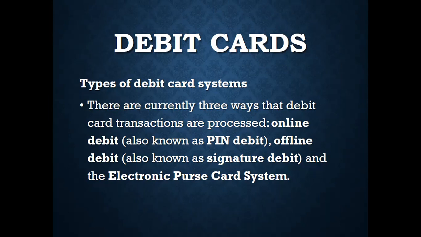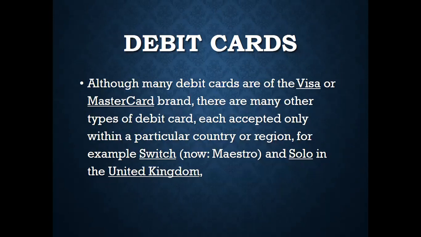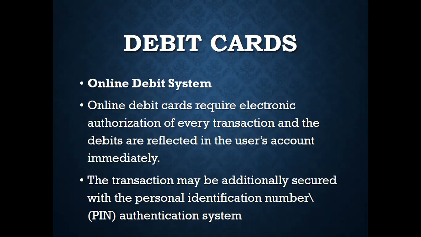Now, there are types of debit cards. We have three main types that we are going to look at. We have the first one, the online debit system. This one too, just like I made mention for credit cards, do not think that we have a debit card labeled online debit card, a debit card labeled offline debit card, and a debit card labeled electronic purse. There's nothing like that. You are able to determine the type of debit card you are dealing with per the function of the card.